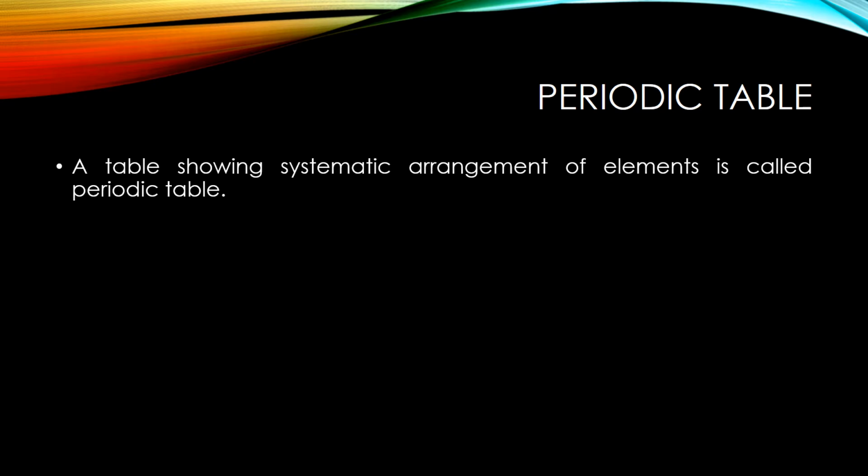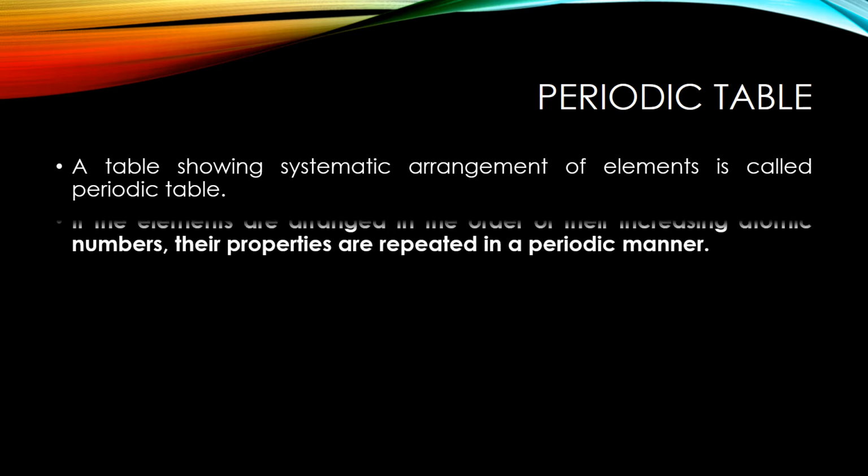So a periodic table is designed that shows the systematic arrangement of elements, and this table is called the periodic table. It means a table showing the systematic arrangement of elements is called the periodic table. And in this periodic table, elements are arranged in order of their increasing atomic number. So the arrangement of elements is according to their atomic number, and what will be the way? Increasing atomic number. If the elements are arranged in order of their increasing atomic number, their properties are repeated in a periodic manner.